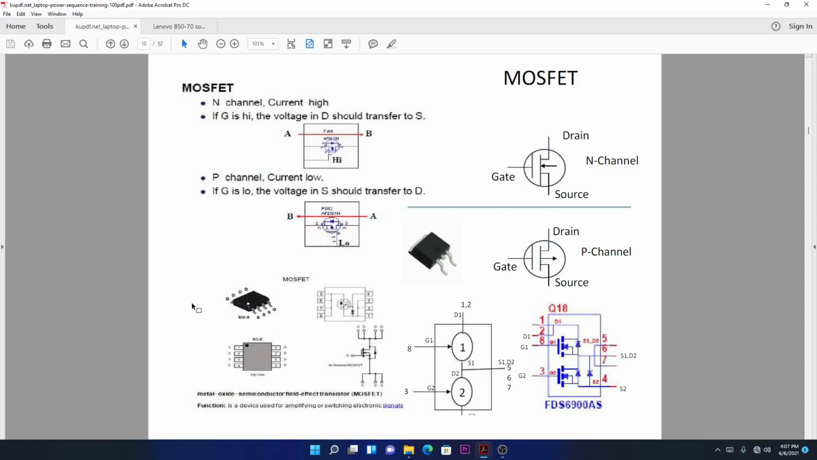When you check the MOSFET, even here you can see the fourth pin is gate. We have drain, we have source. So what are they saying about the N channel MOSFET? They're saying if G is high, the voltage in D should be transferred to S. And about P, if G is low, voltage should be transferred to D. So it's vice versa. If there's high voltage there, then the gate will be turned on, which means the MOSFET will allow power to pass. But for the other one, it's just vice versa.